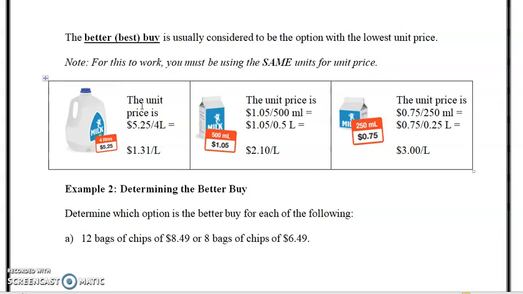Now the smallest container, the 250 milliliters, that's 75 cents. We divide that by 250 milliliters. We convert that to liters, which is 0.25 liters, and we get $3 per liter.